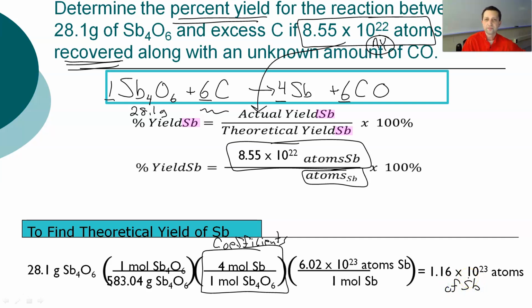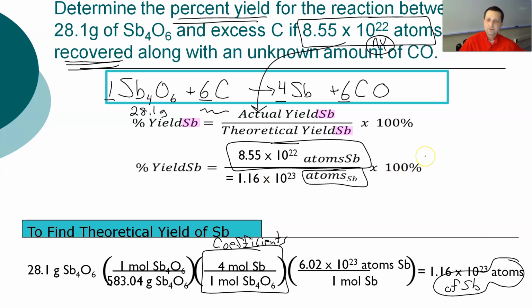antimony. Okay? So again, your actual yield, what I give you in the problem, 8.55 times 10 to the 22nd atoms of antimony, that determines what the unit on your theoretical yield is going to be. So in this case, again, atoms of antimony is what we have. Let's pop it in. 1.16 times 10 to the 23rd. Make sure you use your calculator the right way. This should not be a big number, right? You have 8.55 times 10 to the 22nd over 1.16 times 10 to the 23rd. If you use your calculator wrong, you're going to get a really big number, and you shouldn't be doing that at this point in time.